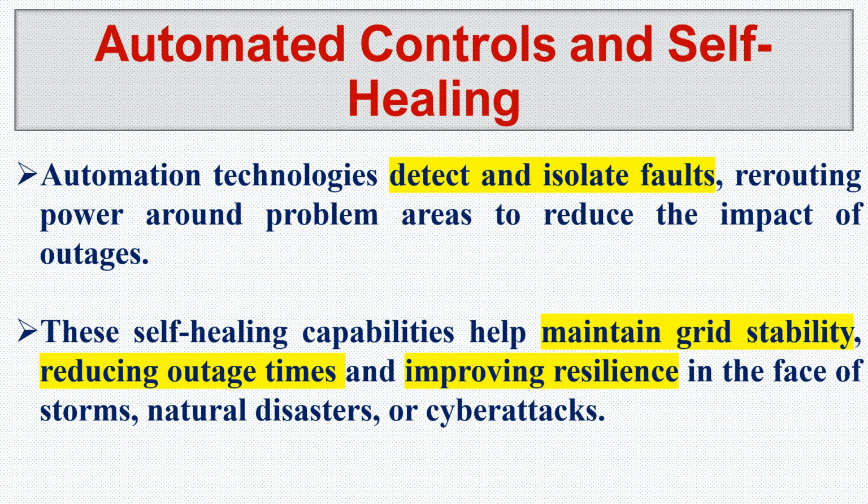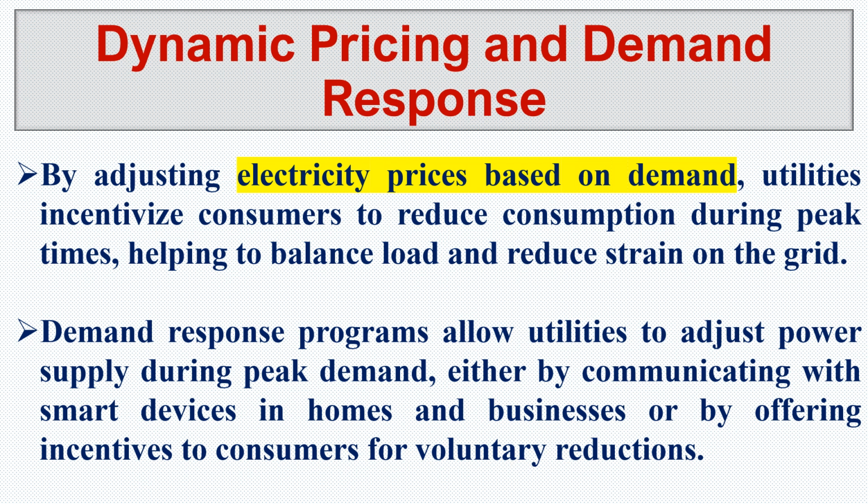These self-healing capacities help maintain grid stability, reducing outage time and improving resilience in the face of storms, natural disasters, and cyber attacks. During natural disasters or these kinds of times, poles and wires break or fall down. During this time, if we have a smart grid, it will isolate the area. So that is better.